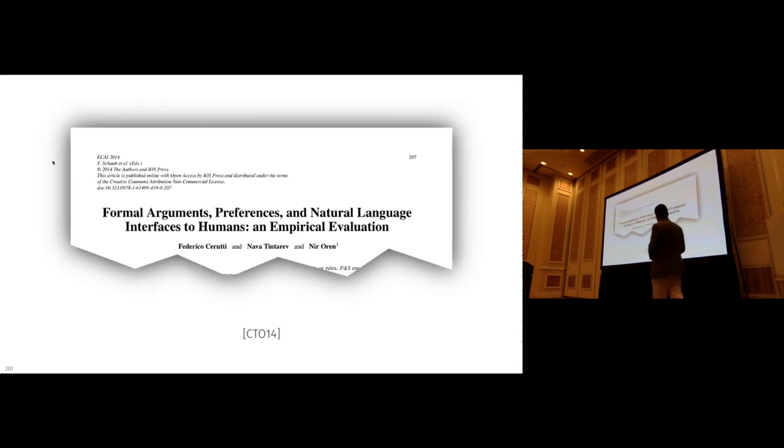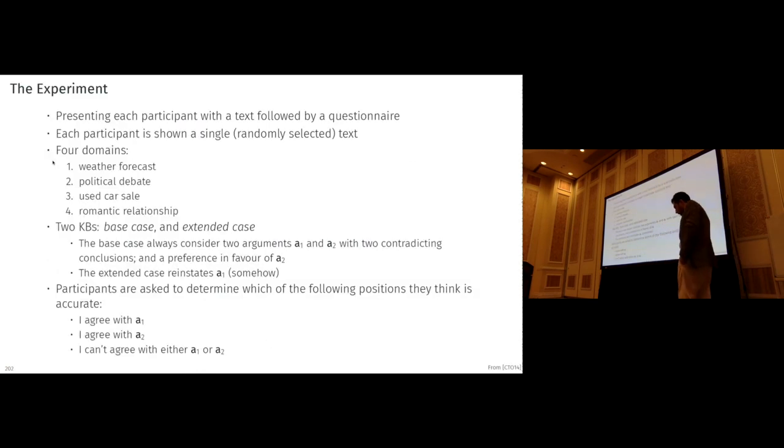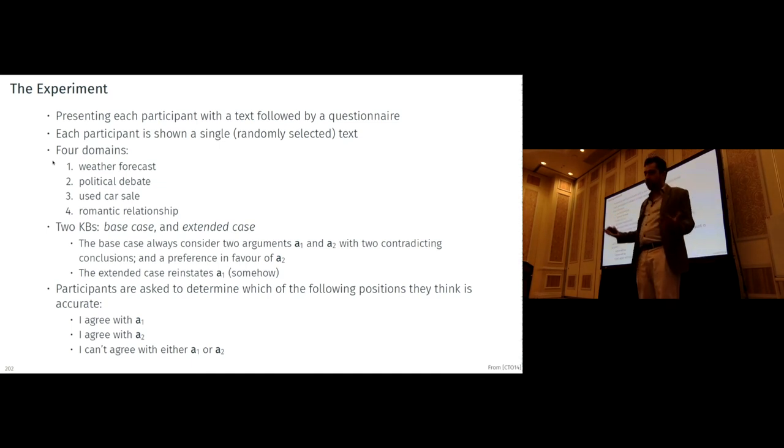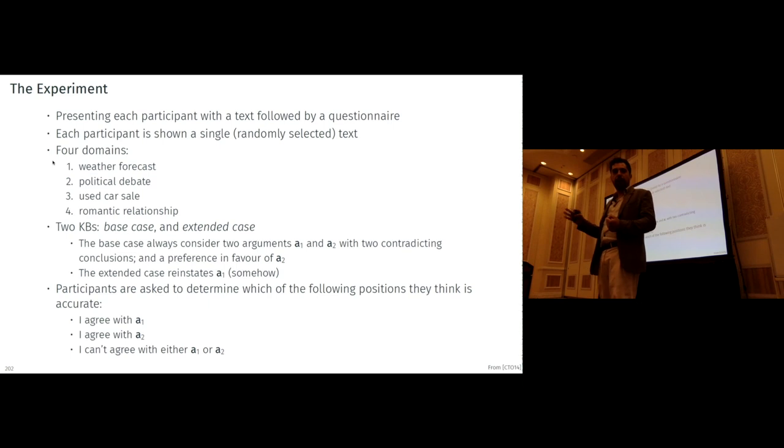So from 2014, we did a series of experiments with users trying to assess whether the semantics extensions computed from specific argumentation frameworks were consistent with the expected outcome of participants, or the equivalent of participants from Mechanical Turk. The experiment we envisaged was presenting each participant with a piece of text followed by questions. Each participant is shown only one piece of text. We derived argumentation frameworks based on four different domains: weather forecast, political debate, used car sale, and romantic relationship.